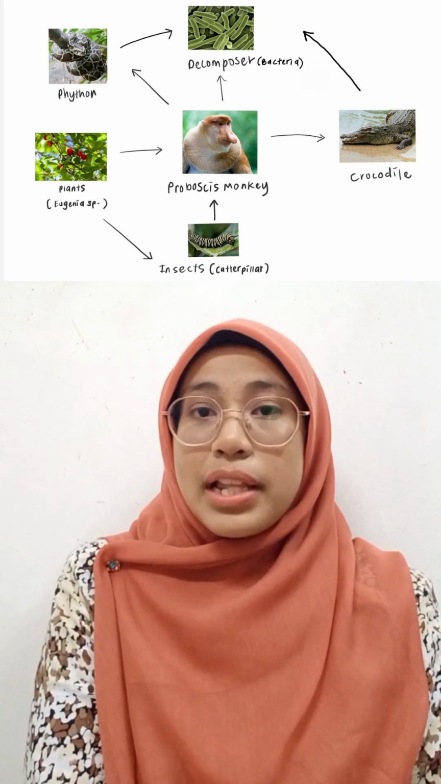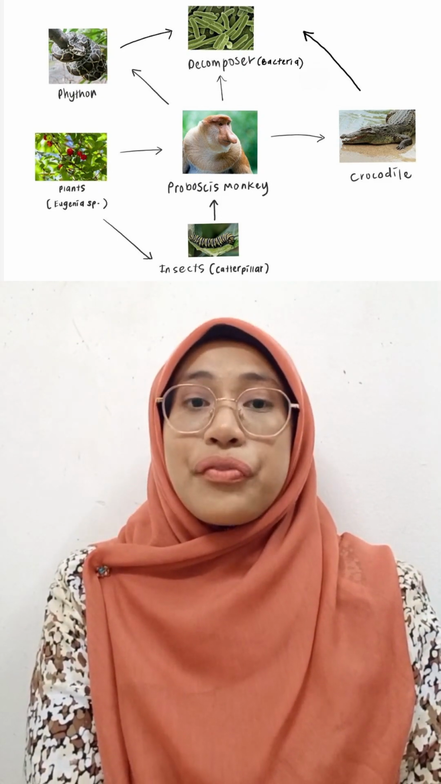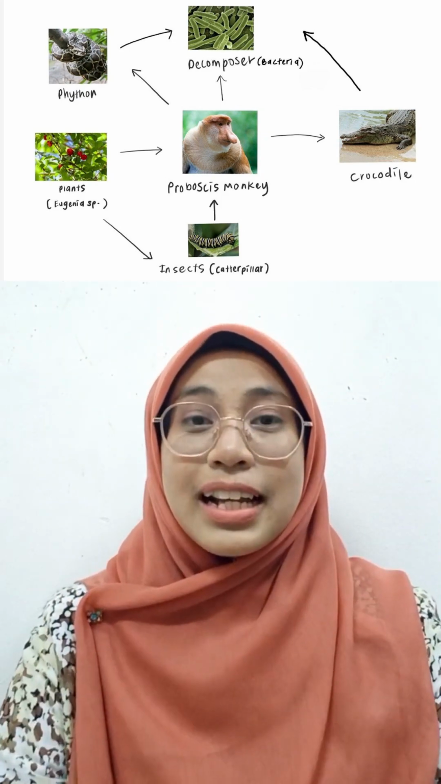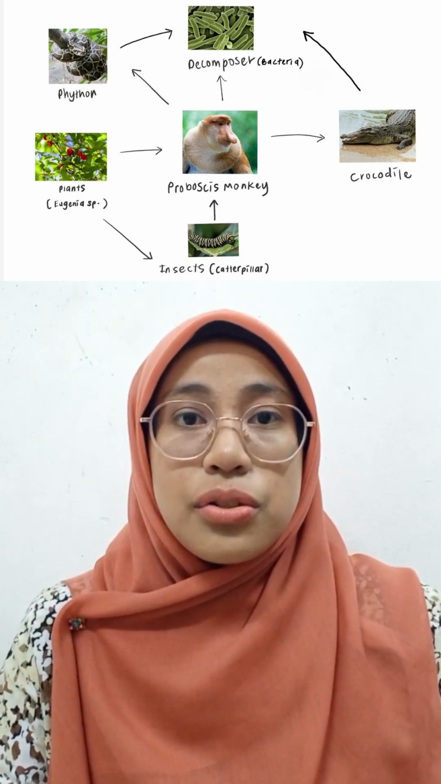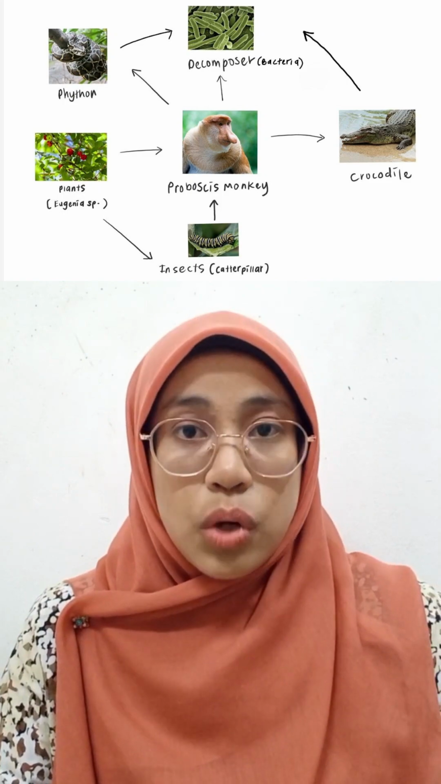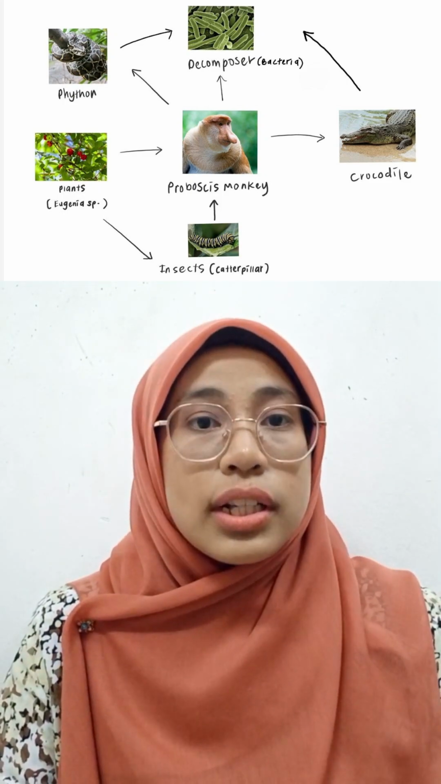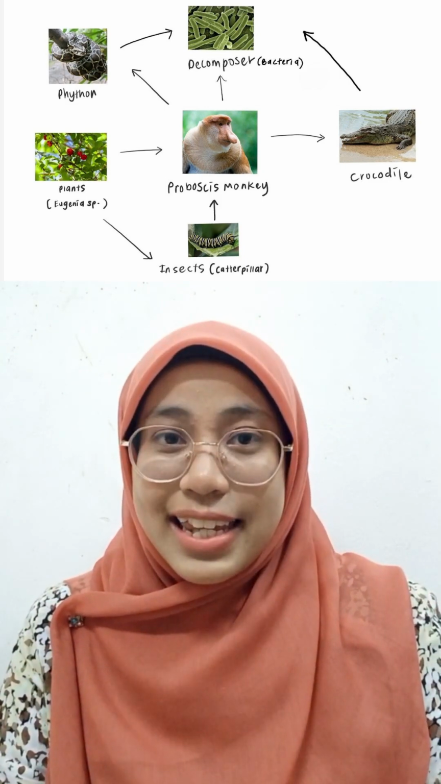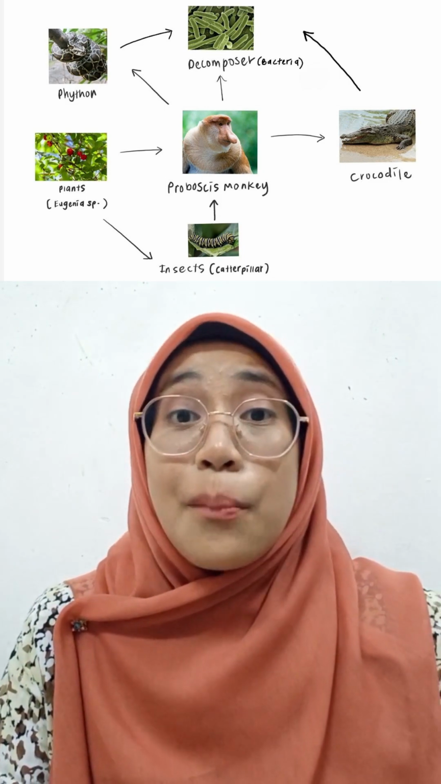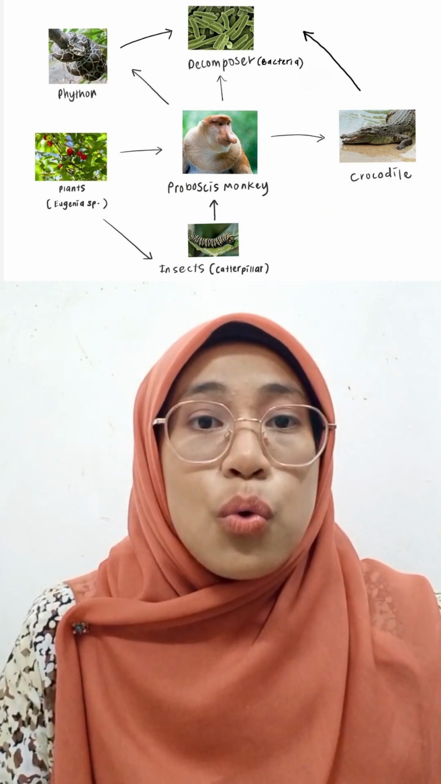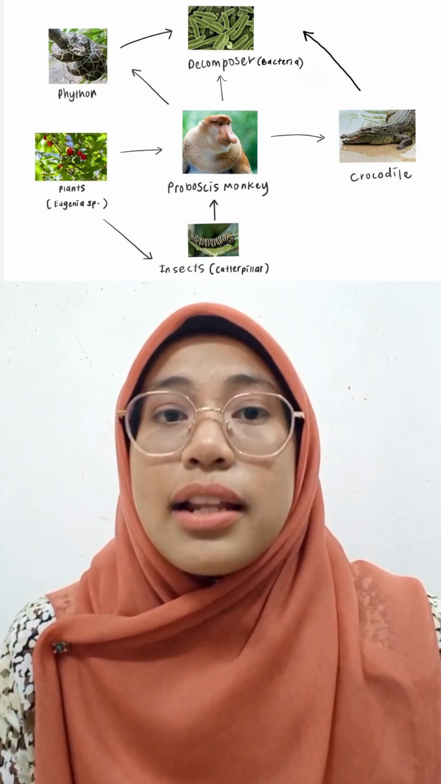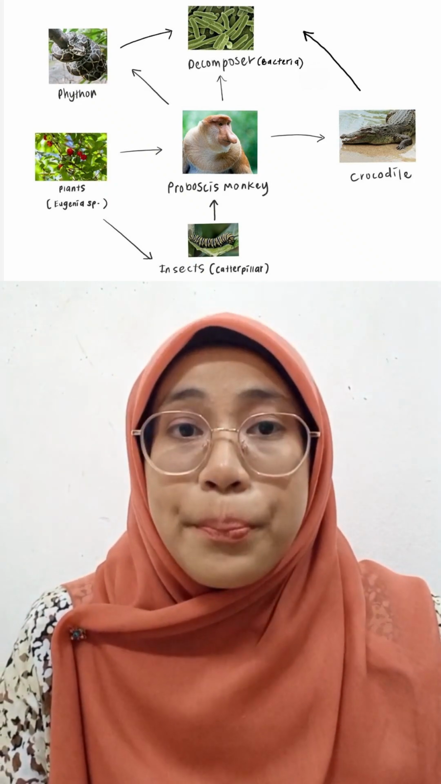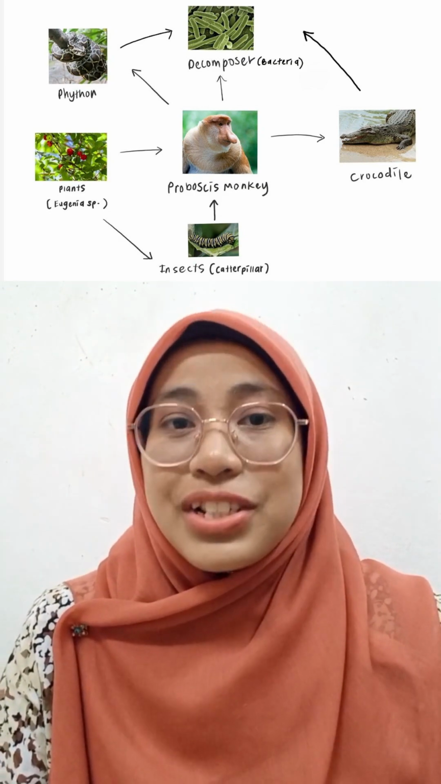Furthermore, caterpillar is the primary consumer which feeds on plants. Next, the tertiary consumers in this particular food web are python and crocodile, which feed on proboscis monkey. Lastly, in this food web, the decomposer is the bacteria, which will break apart the dead organism into simpler inorganic material.